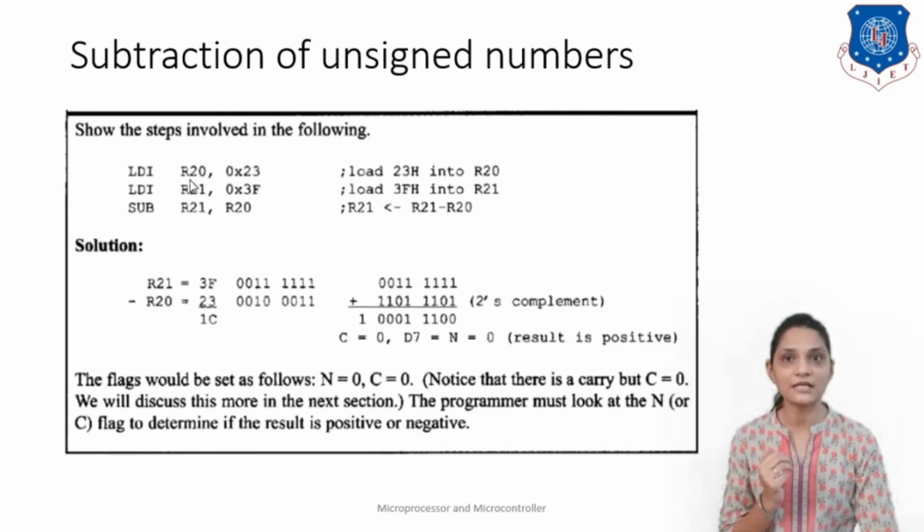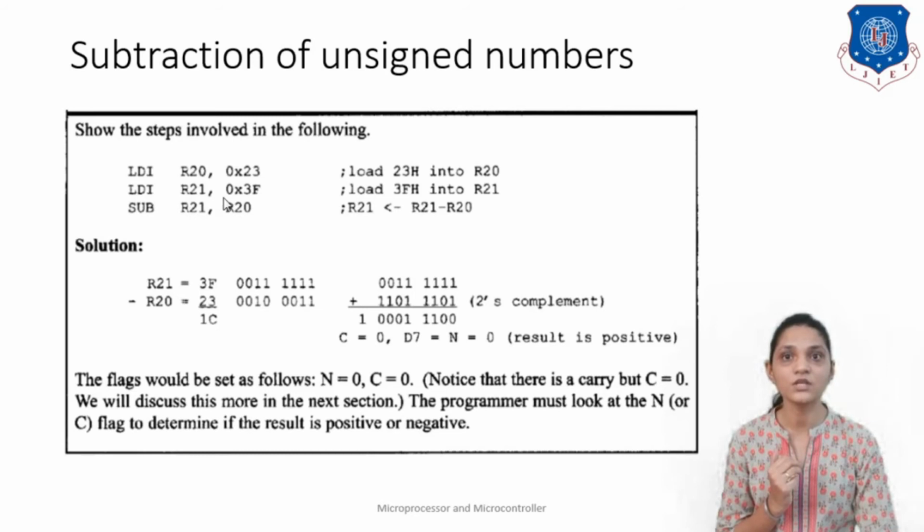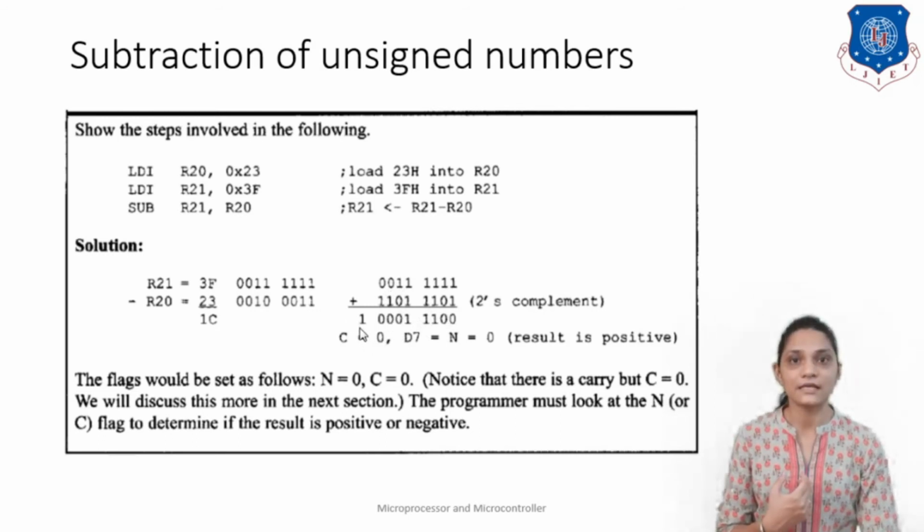Here we have the instruction LDI R20, 0x23. This will store 23 inside register R20. Then we have the instruction LDI R21, 0x3F. This 3F is stored inside register R21. Now in the subtraction operation, we could individually think of it as 3F minus 23, but actually we will add the 2's complement of 23 to 3F. So here this is the 3F and this is the 2's complement of 23. We will add this to 3F and check the carry, and at the last stage we will complement that carry.